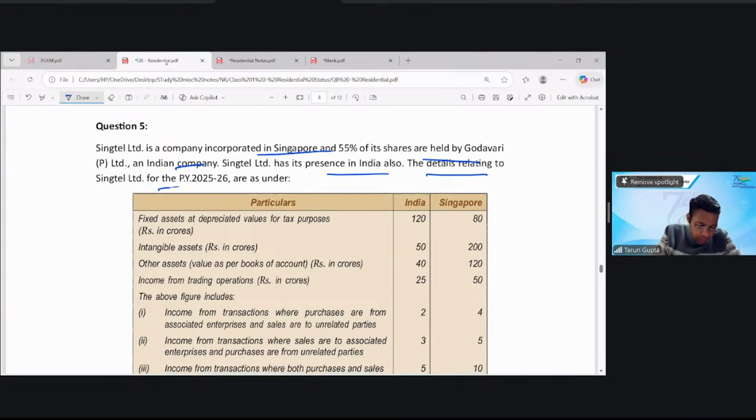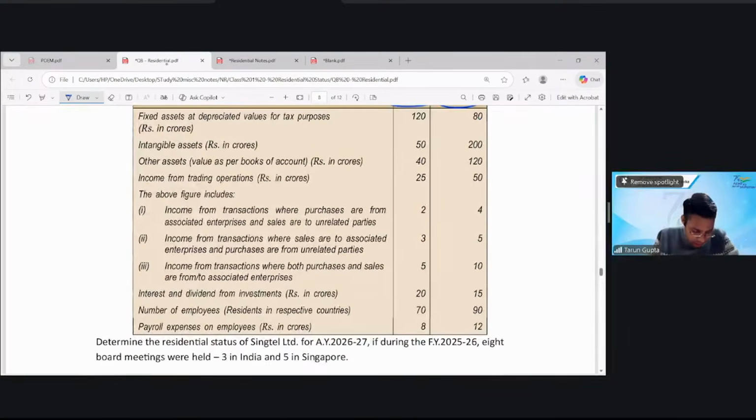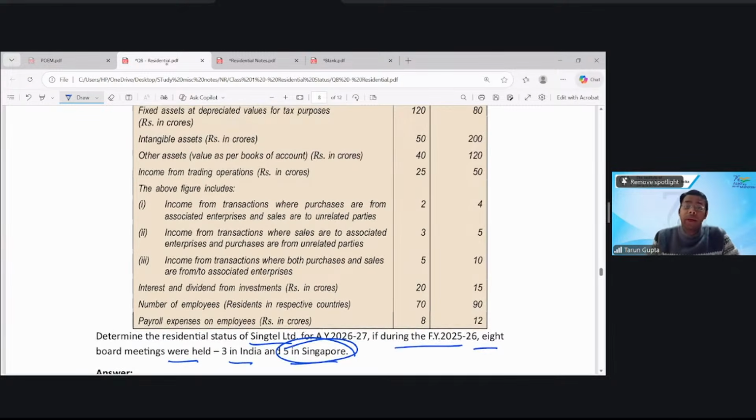The details relating to Singtel Limited for the PY 25-26 are as under. So fixed assets, they have given fixed assets in India, Singapore, intangible other assets, income from trading, and all. Let's see what the question is. Determine the residential status of Singtel for AY 26-27 if during PY 25-26, 8 board meetings were held, 3 in India and 5 in Singapore. Okay. So the majority of the board meetings were held outside India, in Singapore. Now, if I conclude that the company is engaged in active business outside India, then the POEM shall be outside India, company shall be non-resident.